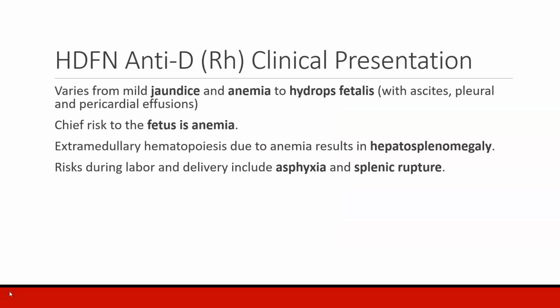Clinical presentation varies from mild jaundice and anemia to hydrops fetalis with ascites, pleural, and pericardial effusions. The chief risk to the fetus is anemia. Extramedullary hematopoiesis due to anemia results in hepatosplenomegaly, that's where more blood-forming tissue will produce more cells to combat the anemia. The risks during labor and delivery include asphyxia and splenic rupture. As the spleen enlarges, it becomes friable, fragile, and can rupture.